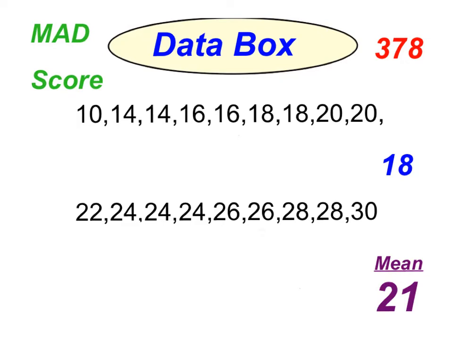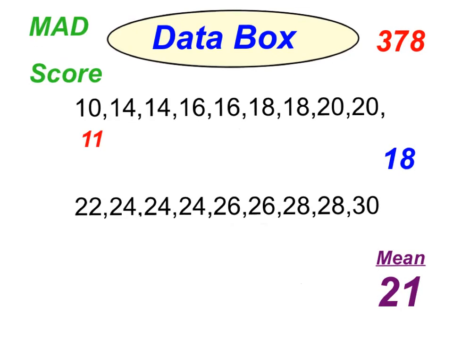Now, what I have to do next is take the mean and compare it with each number in the data set. Find out how far apart they are and write that number down below each of the values. I'm going to do this in red. So now I compare the 21 here with the 10. 21 and 10 are 11 values apart, so I write down the 11 below the 10.